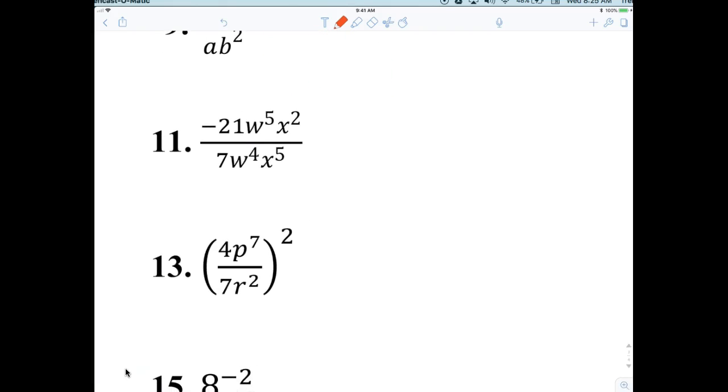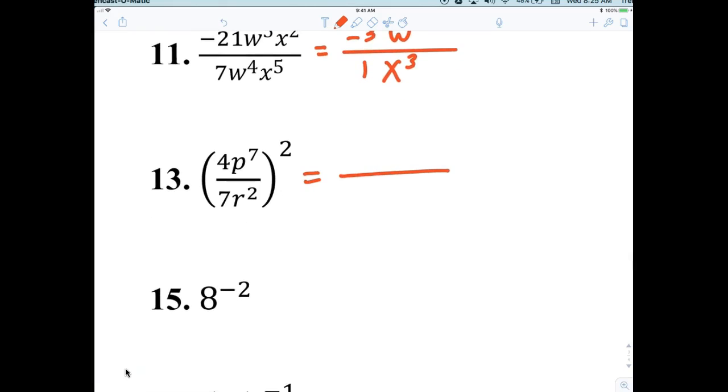Exactly. Number 11, again, think of it as a fraction. 21 divided by 7 is? -3. Now, I used to write -3 over 1 just to make sure. Then, how many w's? Now, where does the x go? On the bottom as x to the what? X to the 3rd. Number 13 should be pretty easy for you. That's what? Not 14, but what? 49.